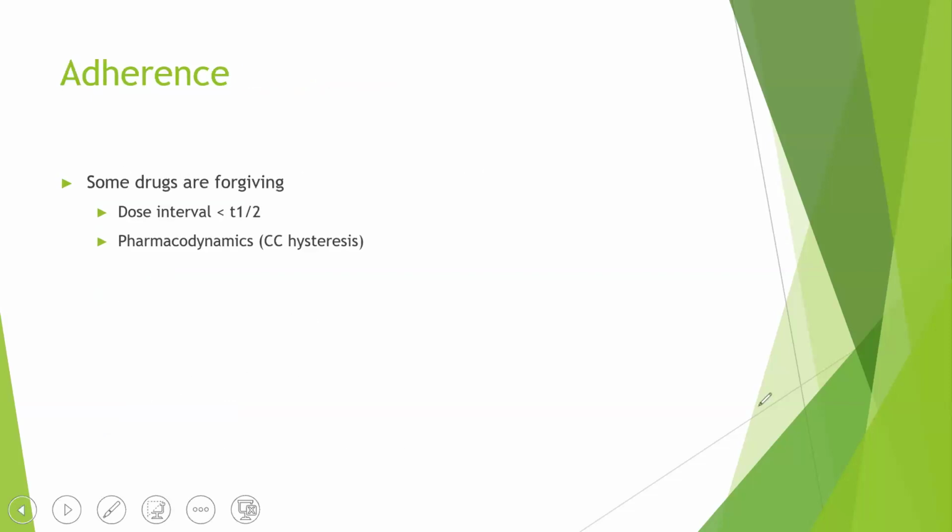All right, and lastly here, some drugs are more forgiving than others if you make an error. You have to think about pharmacodynamics: if there's a counterclockwise hysteresis, that's going to give you more time to make up for it if the patient has missed a dose. And if we're dosing less than every half-life, then you also have a chance you might miss a dose and still be okay. So you have to think about all these things when patients miss doses.